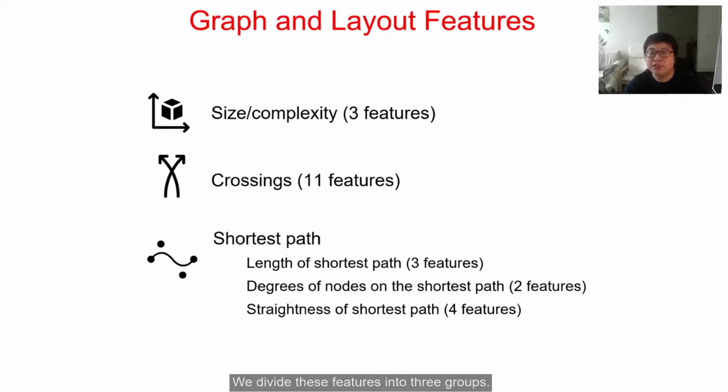We divide these features into 3 groups. First one describes the size of the graph. It contains number of nodes, number of links, and density. Second describes the crossings from various perspectives. Please see our paper for details. The last type contains features related to the shortest paths.